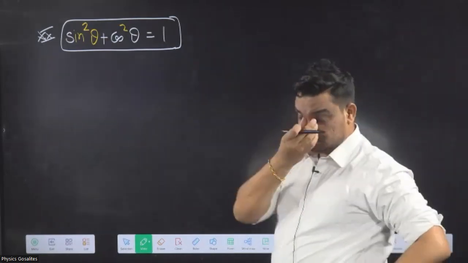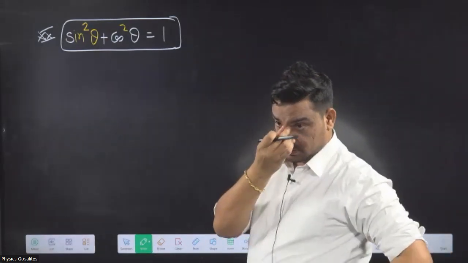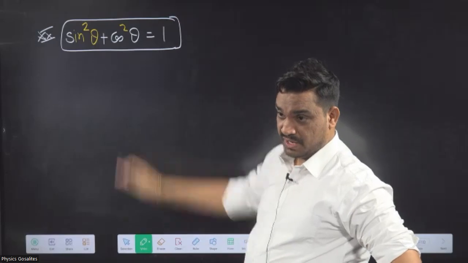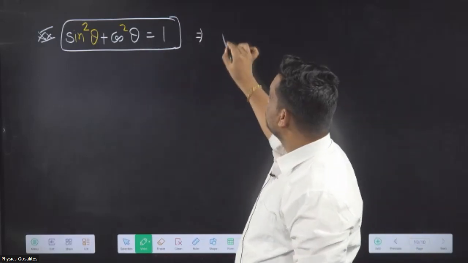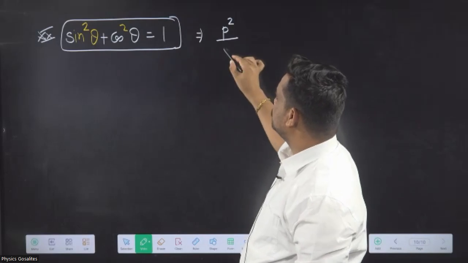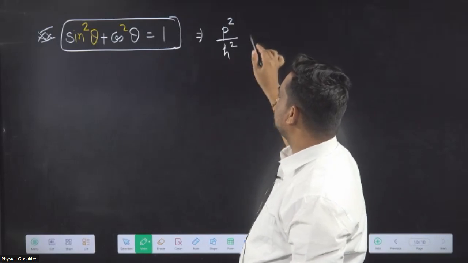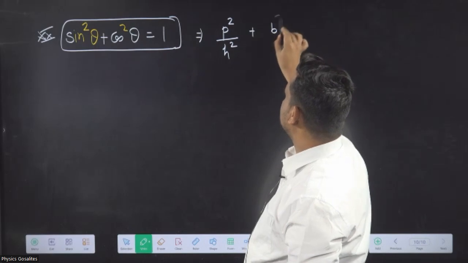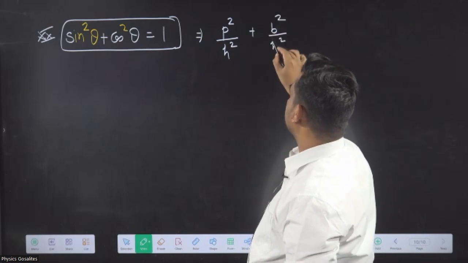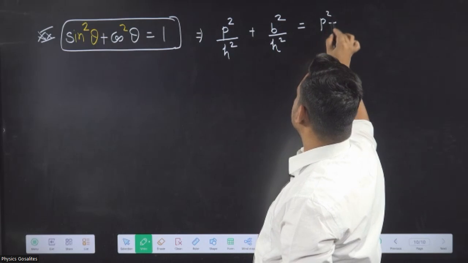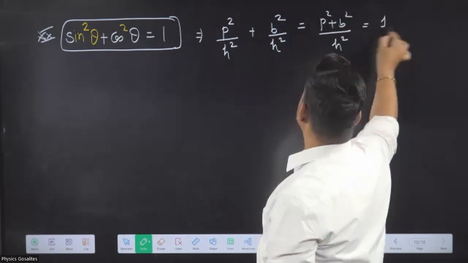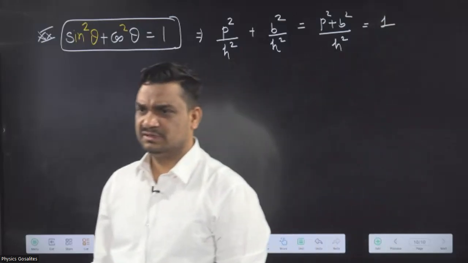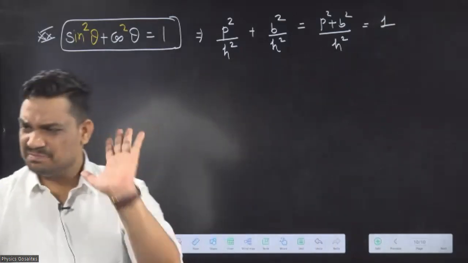Someone is asking how. Here you can say sine theta, what I have told you, is p square divided by how much? H square, plus we can write b square divided by what? H square. And you know p square plus b square divided by H square is how much? And everyone knows this is 1. This is the proof. But we have to remember it, simply.